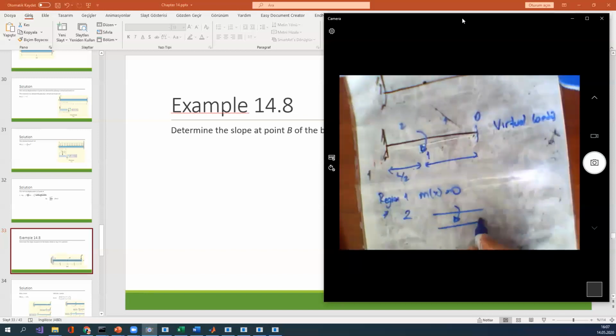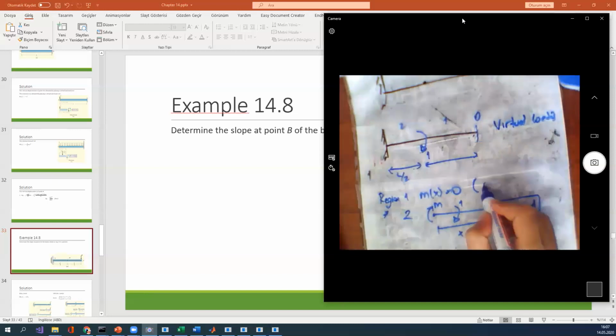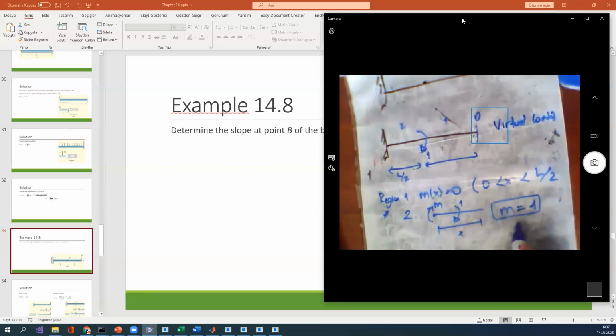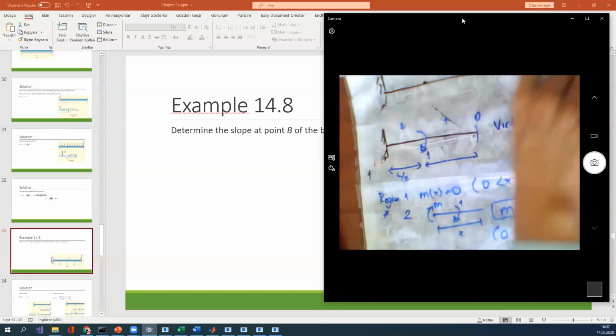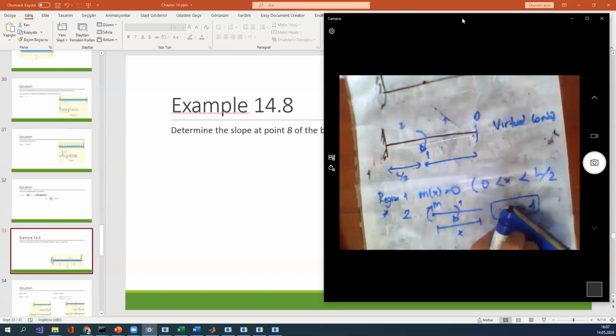For region 2, I want to take a cross section in here like this. And this is x, okay. Sorry, like this direction, okay. You can see this is 1, m is equal to exactly 1 for virtual loading. So from x from 0 to L over 2, m is equal to 0. From x changes from L over 2 to L, okay, m is equal to 1.